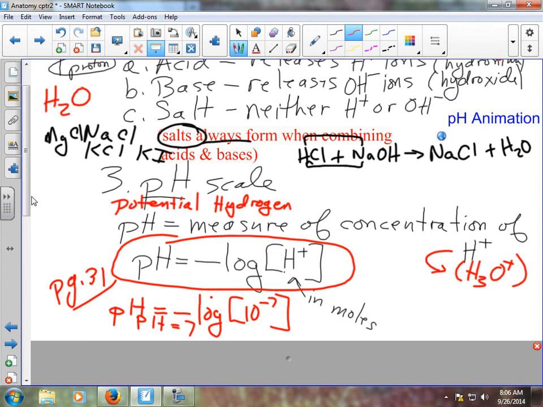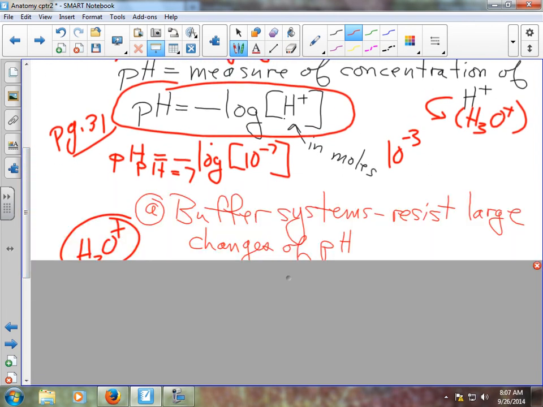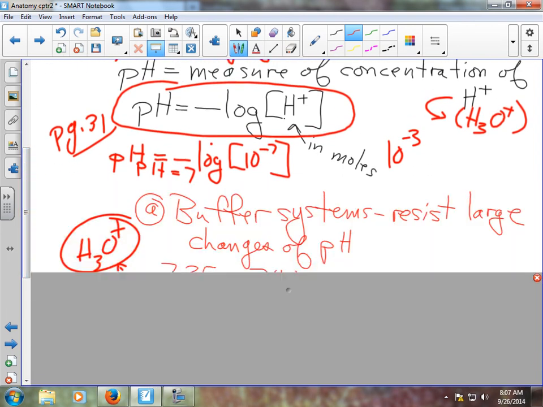Okay? So if I said the concentration of hydronium is 10 to the negative 3, what would be the pH value? 3. Okay, it sounds maybe more complicated than it really ends up being. All right. So as my pH changes, it's all based on this concentration of hydronium.